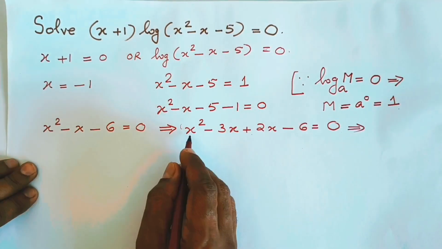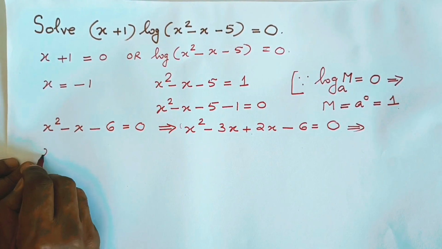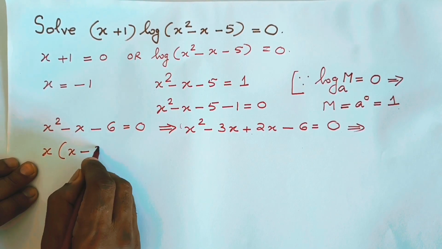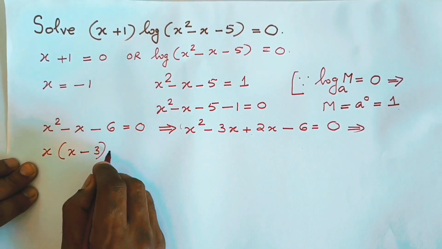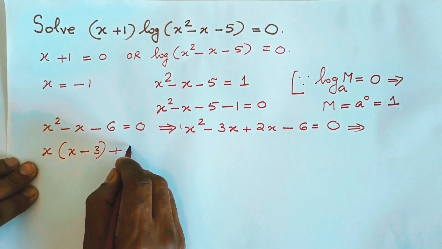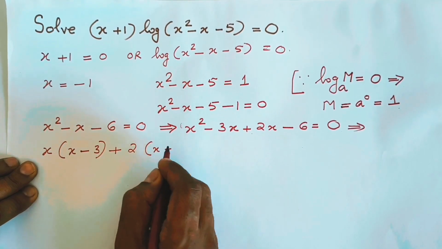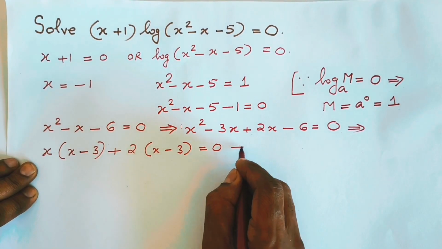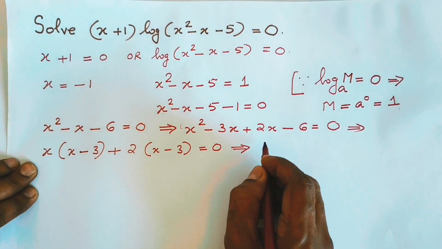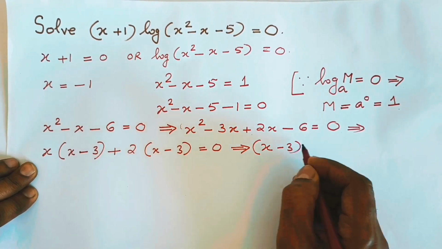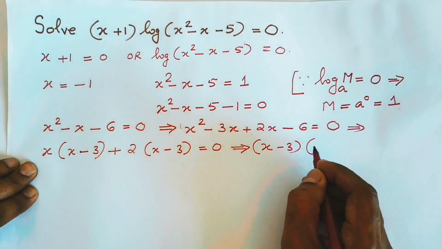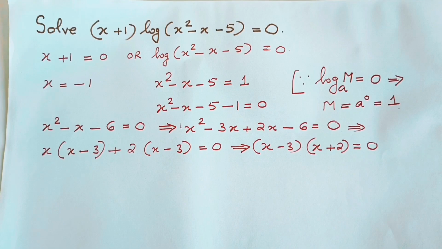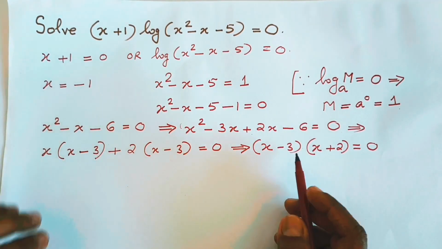Now using the first two terms, you can see x being common, which I am taking outside. Inside you get x - 3. In the next two terms, 2 is common. I am taking it outside. Inside you have 2 multiplied by (x - 3) equal to 0. This implies x - 3 is common, which I am taking outside. Inside you have x and plus 2. So the given quadratic we have factorized into two linear polynomials, x - 3 and x + 2.